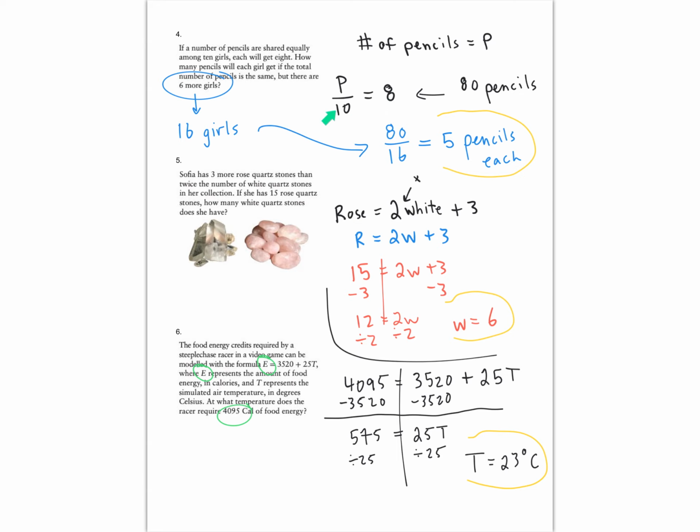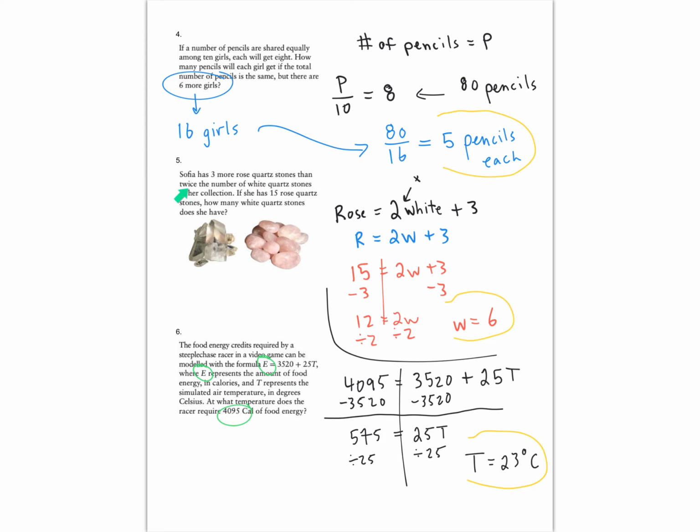Okay, but let's say instead of there being 10 girls, there's now 6 more. So there's 16 girls. So we still have the same number of pencils, but now we're trying to split it evenly amongst 16 girls instead of 10. So if there's 10, they get 8 each. If there's 16, they get 5 each. So the answer is 5 pencils each.